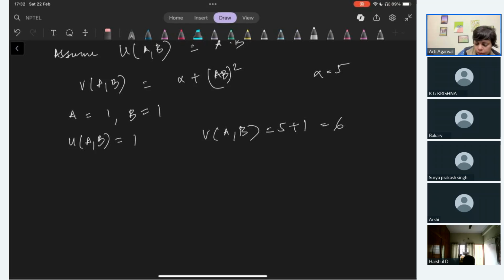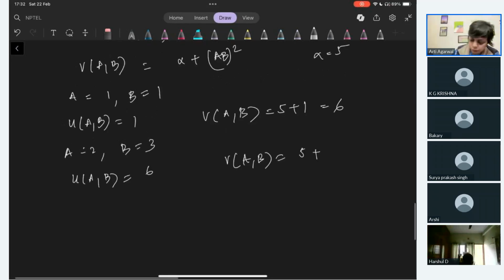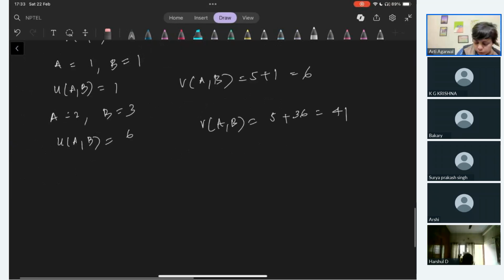Then let's say a is equal to 2, b is equal to 3. And you can play with numbers, that's up to you. This is 2 into 3, 6. v(a, b) is equal to 5 plus 6 square, 36, this is 41. And you can keep adding whatever you like to this. Then a is equal to 3, b is equal to 1.